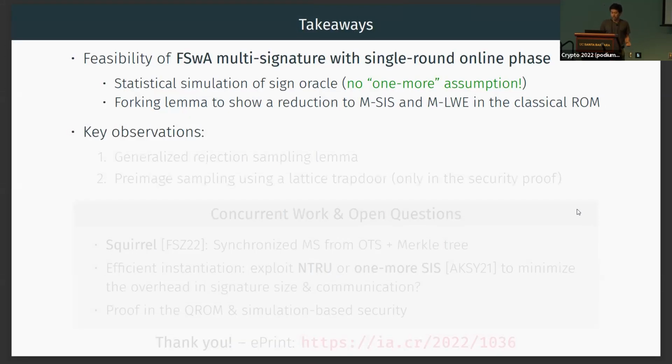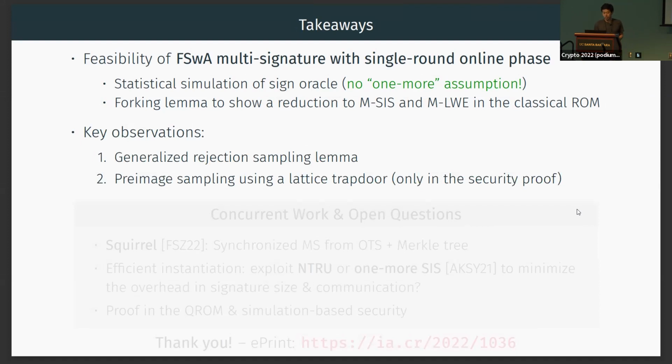Again, we rely on essentially two key observations. One, the generalized rejection sampling lemma. Two, the pre-image sampling technique using a lattice trapdoor. But this only comes into play in the security proof. The actual signing operation does not require pre-image sampling or trapdoor generation.